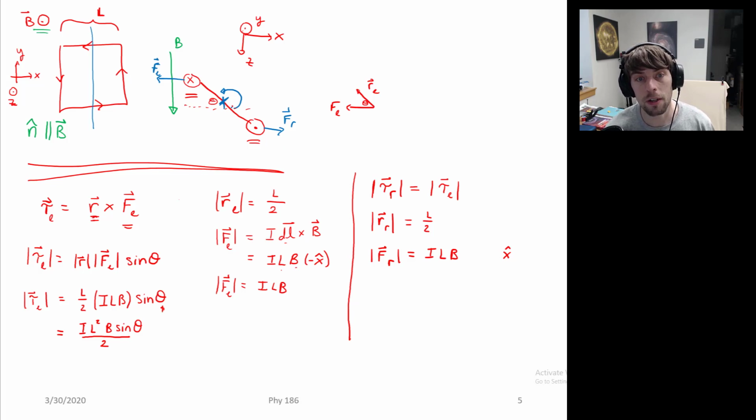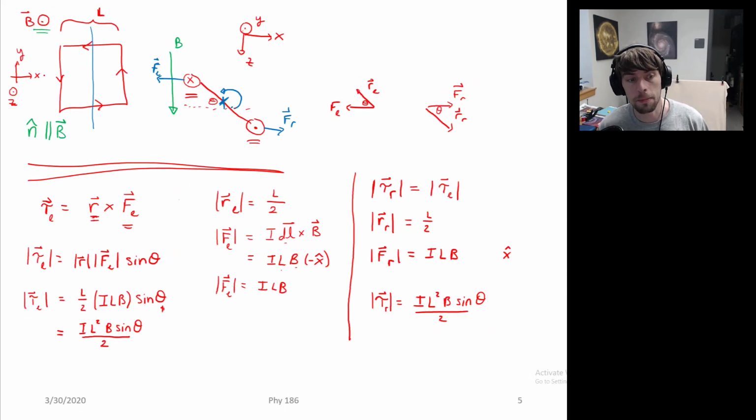And you'll notice as well that the angle between R and, we'll say, F_R, that angle is still theta. And so at the end of the day, the magnitude of the torque acting on the right-hand side is simply given by I L squared B sine of theta over 2.